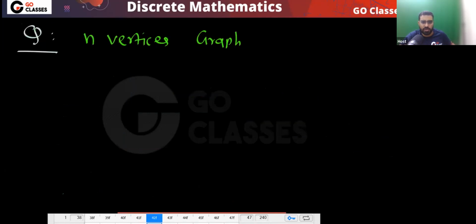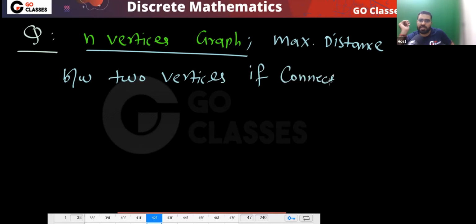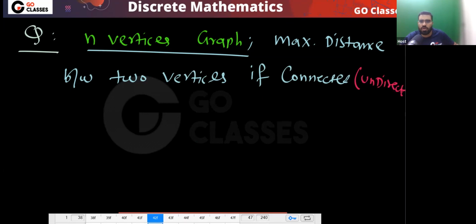Let's move on. A simple question I want to ask: if you have an n vertices graph, what is the maximum distance between two vertices, if it is connected? Whether it is directed or undirected, if it is connected, or weakly connected in the case of directed, what is the maximum distance?